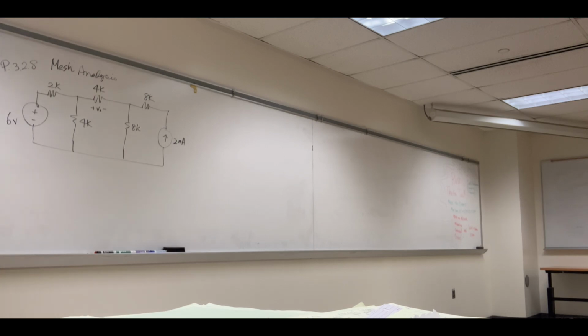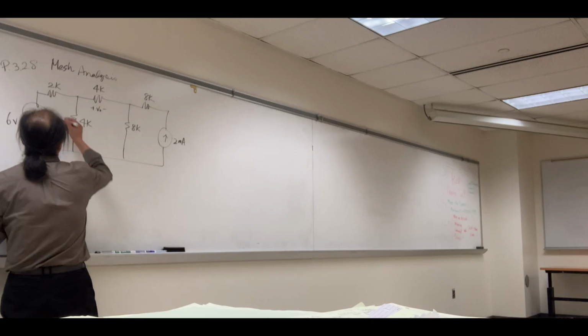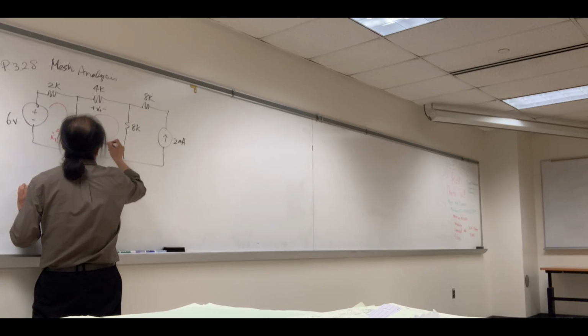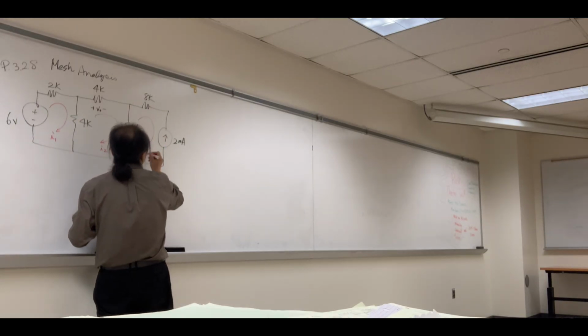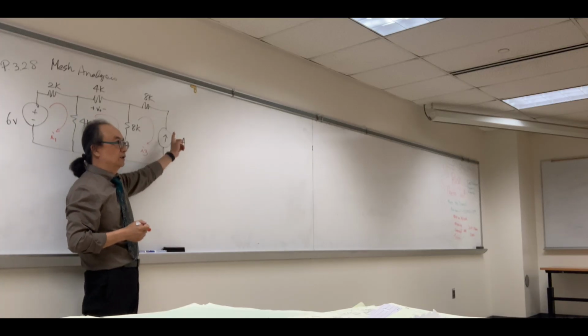It's a mesh analysis. We need to assign the mesh current, right? So the first loop, I'm going to call it I sub 1. Second loop, this is I sub 2. I can assign I sub 3 here. But actually, for the I sub 3, there is a current going upward in the last loop.